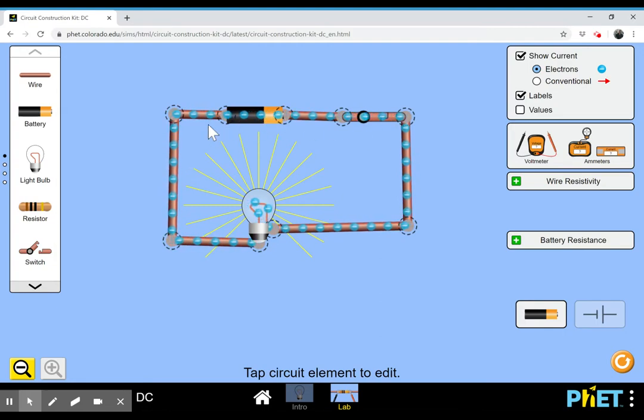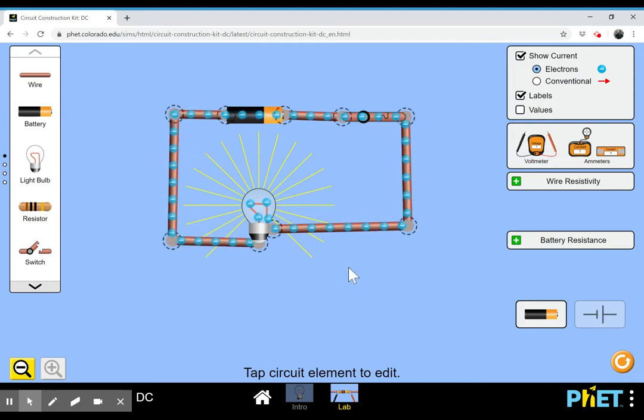You can think of it as pump and dump, which is a nice way to think about it. You're pumping the electrons up with energy in the battery, and they're dumping that energy in the bulb. So they're pumped with energy at the battery, and the energy is dumped here at the bulb as light energy.